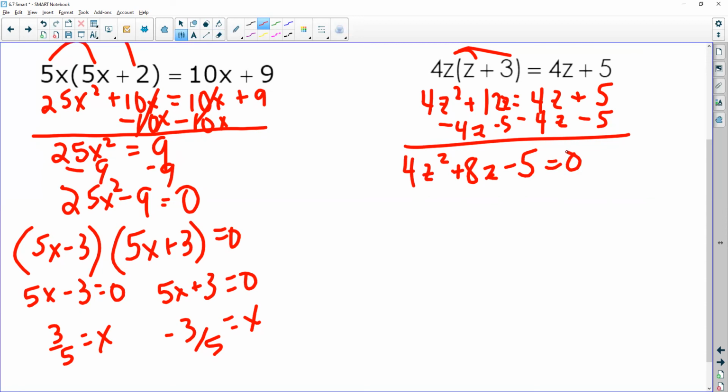Okay. So now I need to use the AC test. So I need two numbers that multiply to make negative 20 and add to make 8. Let's see, negative 10 and 2. So I'm going to rewrite the 8z as 2z and negative 10z.